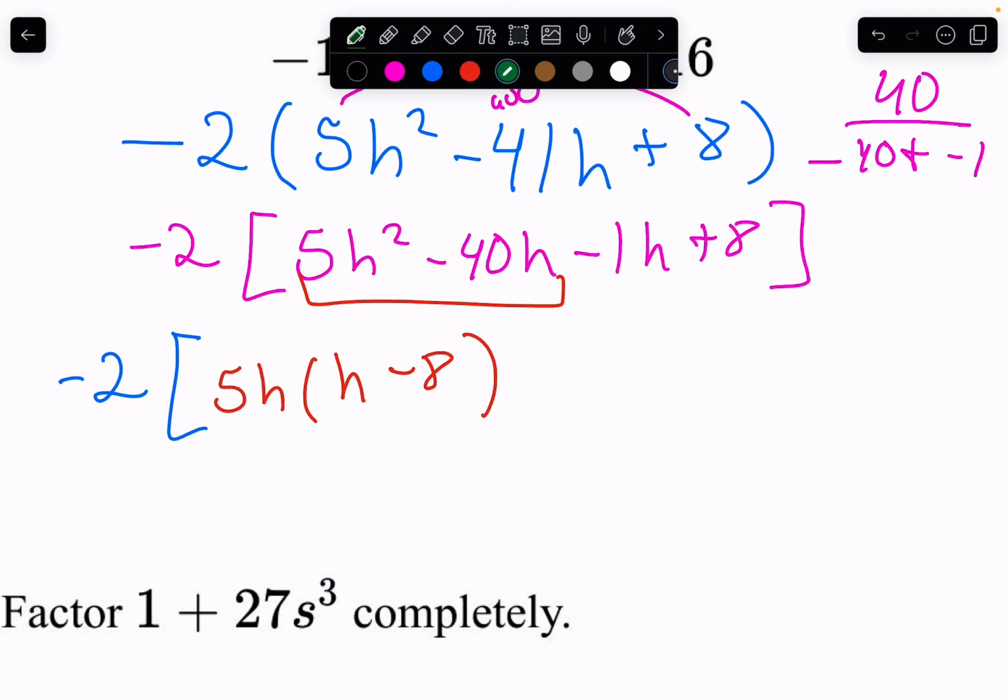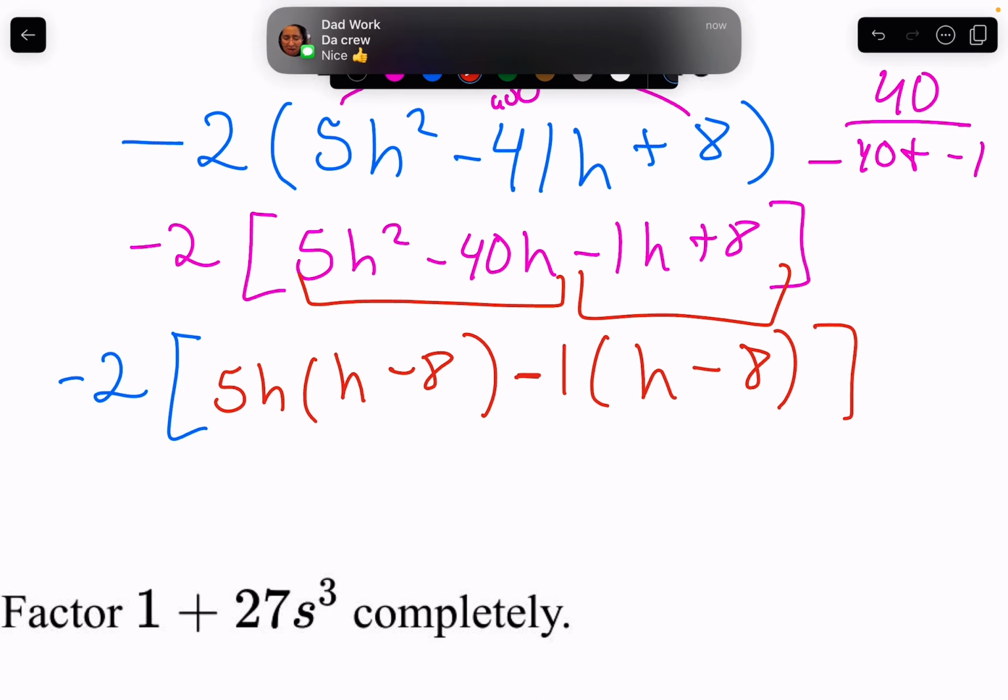Now, remember, on the second grouping, if the leading coefficient is negative, pull out a negative. And there's nothing we can pull out of a 1 and an 8. So we're just going to take out a negative 1. So we get h minus 8. All right.